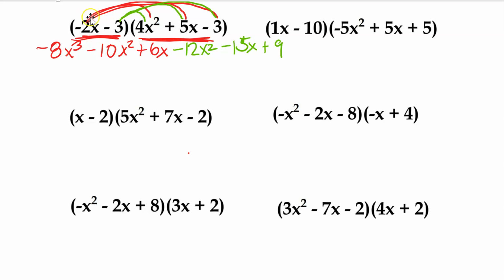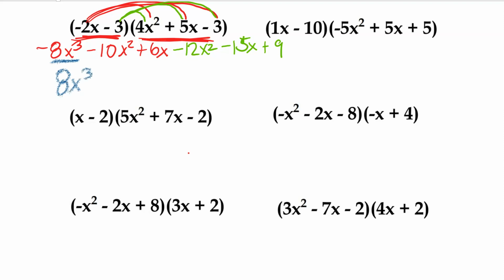All right, let me check my math. Negative 8x cubed, negative 10x squared, positive 6x, negative 12x squared, negative 15x, plus 9. And now we go to combine like terms. So there's nothing to combine with this right here, so we end up with 8x cubed.